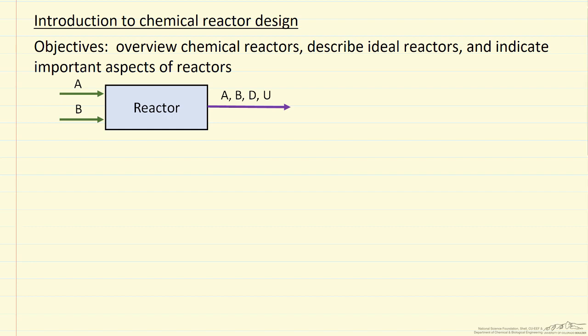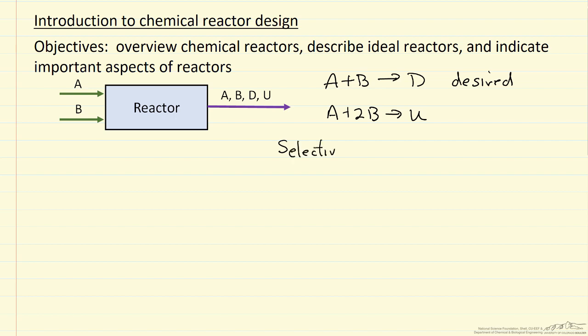And the situation we're looking at is if we were to have 2 reactions, A plus B going to D, A plus 2B going to U. And the important thing here is this is the desired product that we want to make. An example might be partial hydrogenation. We had 1 hydrogen or we had 2 hydrogens. So typically selectivity is one of the most important aspects of a chemical reactor.